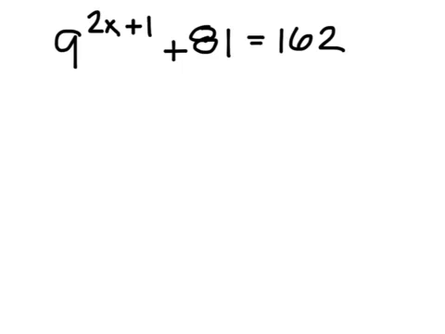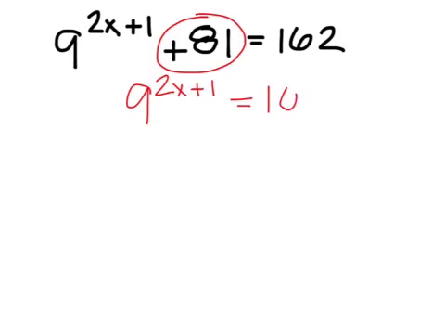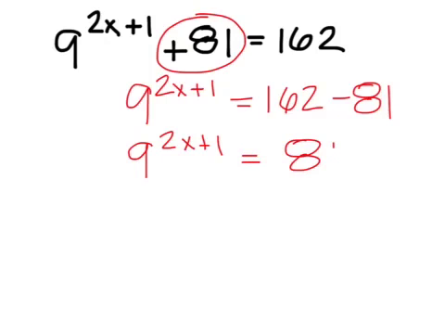Here's another example, and if you want to solve for x, you must move constants away from the side that it's on. That's just a regular 81. So 9 to the 2x plus 1 power equals 162 minus 81. And of course 162 minus 81 is going to be 81. Now in this case you could change the base because you have a 9 and an 81. That's pretty simple to work with. Or you could use the log of both sides like we did before.